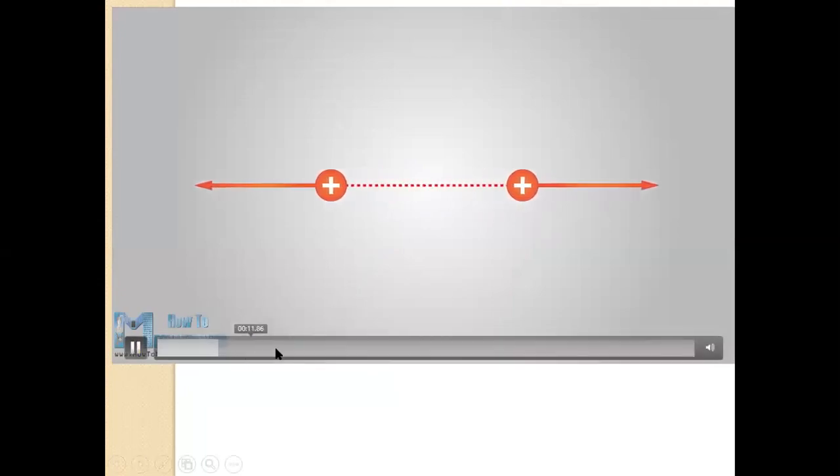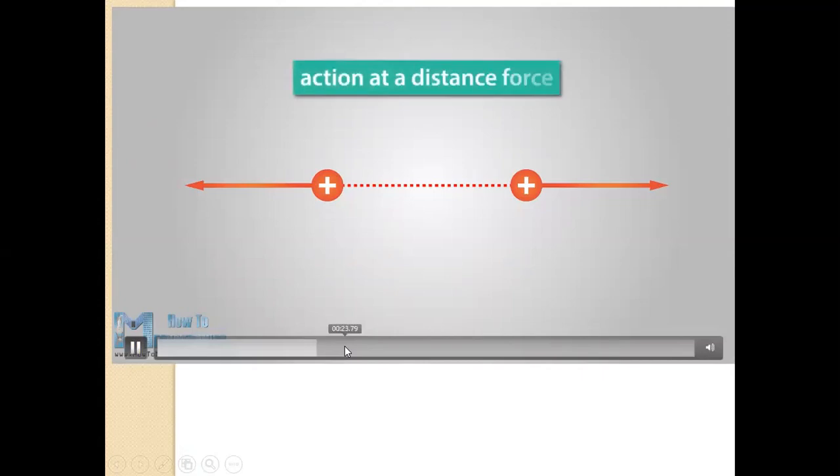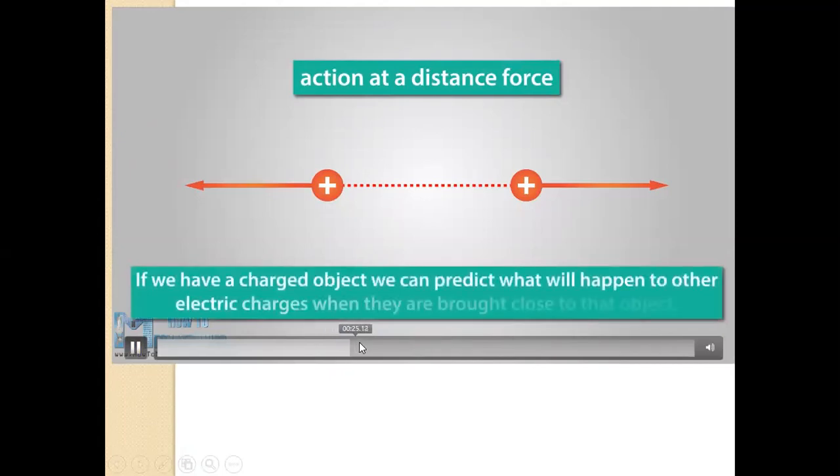Two electrically charged objects exert a force on each other. They also exert a force on each other even when they are not in contact. This force is called an action at a distance force. If we have a charged object, we can actually predict what will happen to the other electric charges when they are brought close to the other object. A charged object modifies the space around it, forming an electric field.